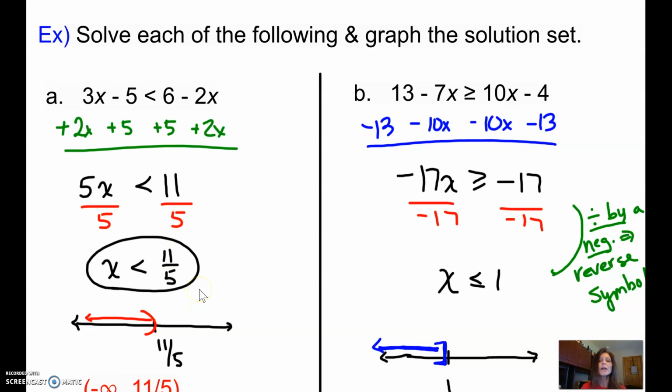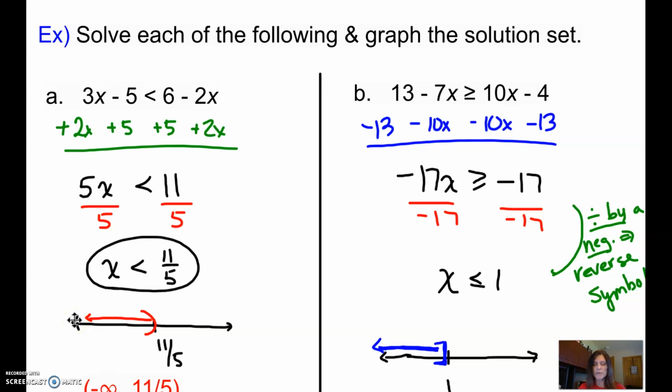So my inequality answer. Now, notation and vocabulary is important. So this is inequality. Right here, x less than 11/5. So that little symbol, that's the inequality symbol, that's inequality notation. I might also be asked to graph this. So on a number line, I'd find my 11/5, which is going to be just a little bit more than 2, right? 11 divided by 5, just a little more than 2. And I want less than, so I'm going to shade to the left.